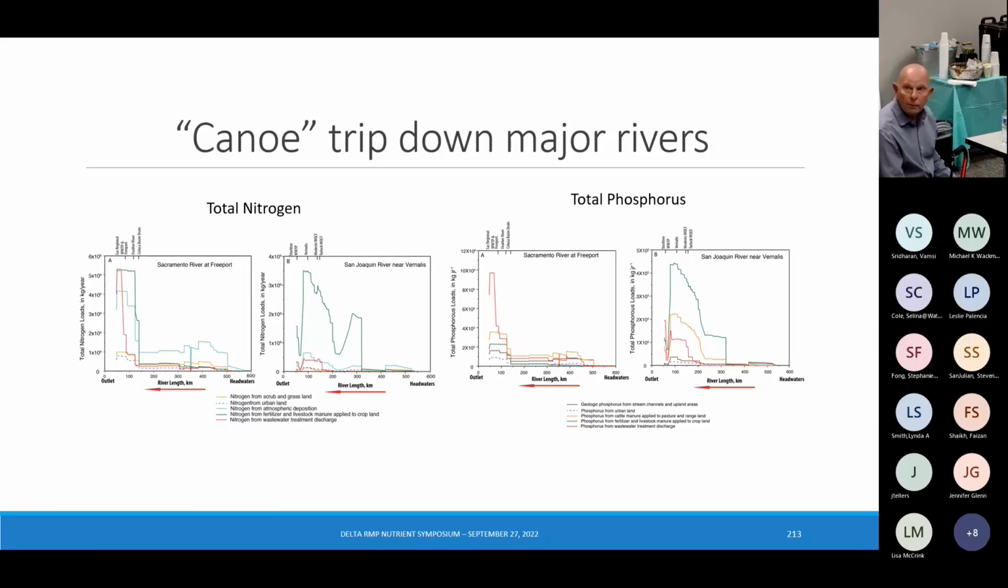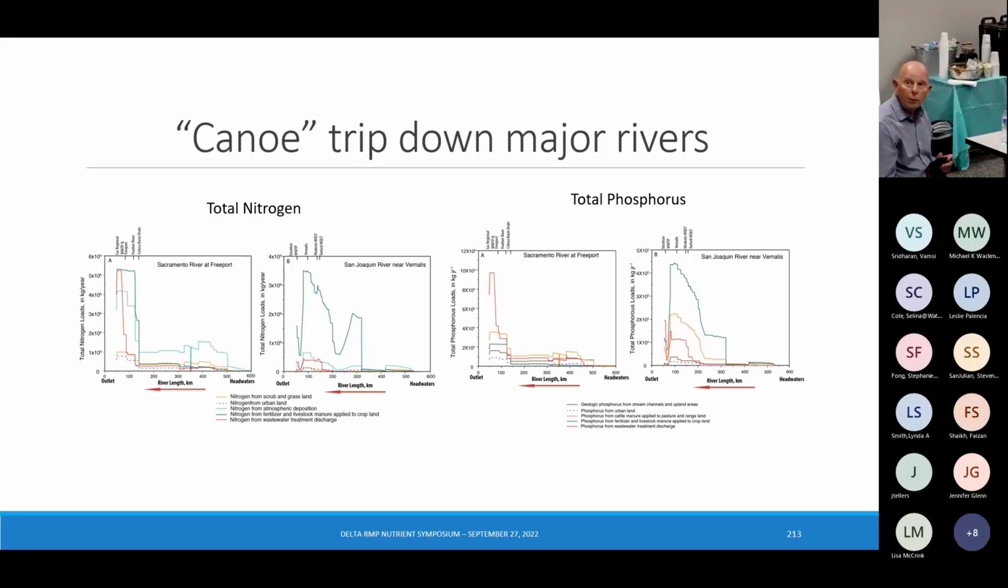All right, so here's something else that we developed for the use of this model. I call it a canoe trip down the river. How we did this was we isolated from the model those catchments that were right along the major rivers. In this case, the Sacramento River from the headwaters down to the estuary. Same thing with the San Joaquin.